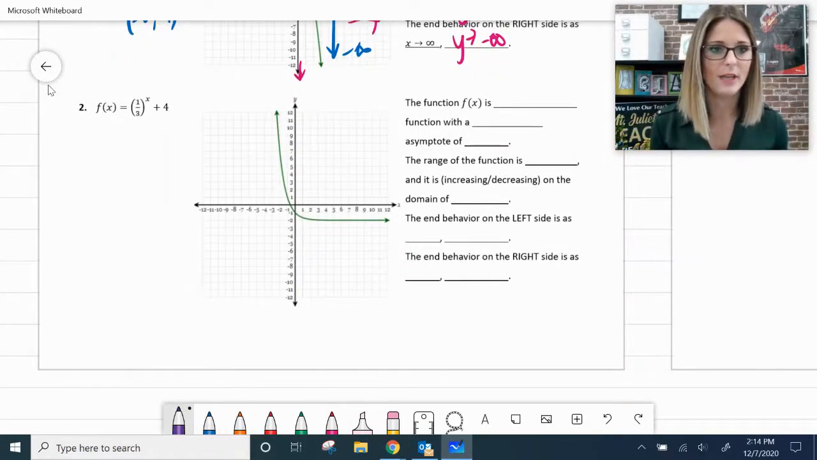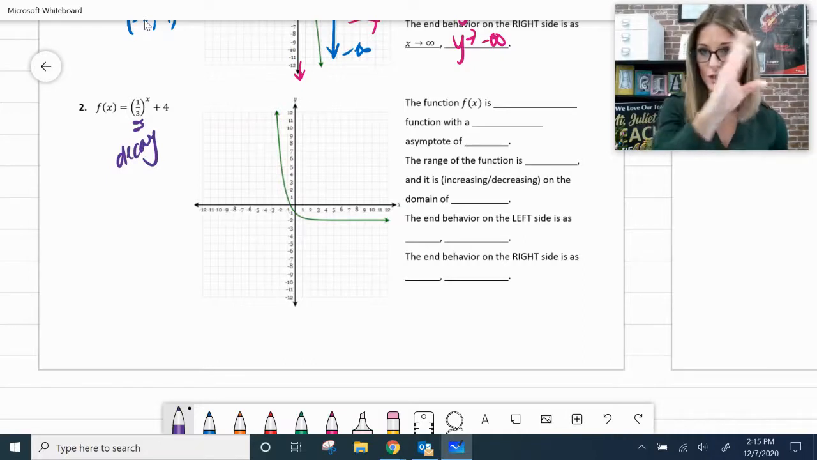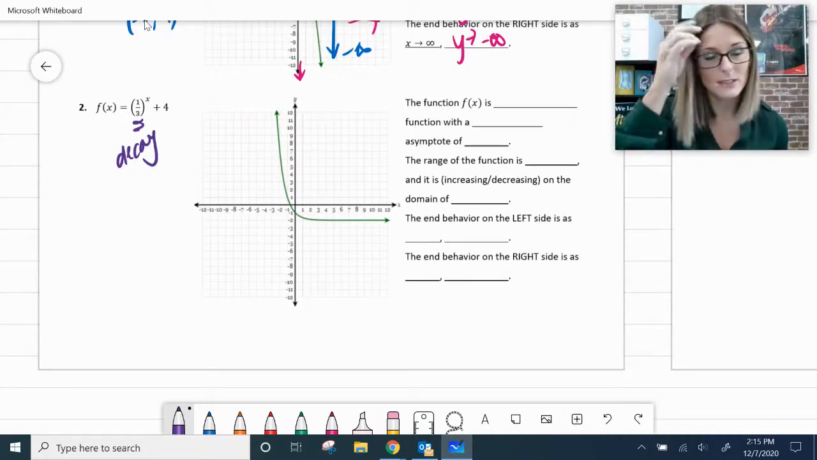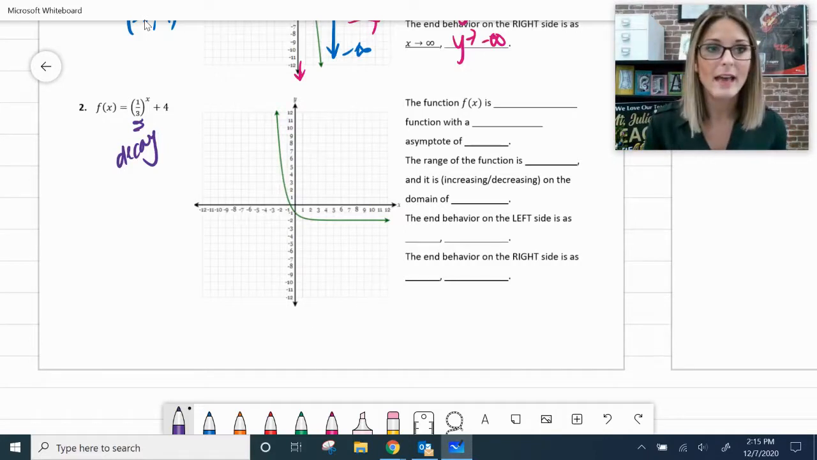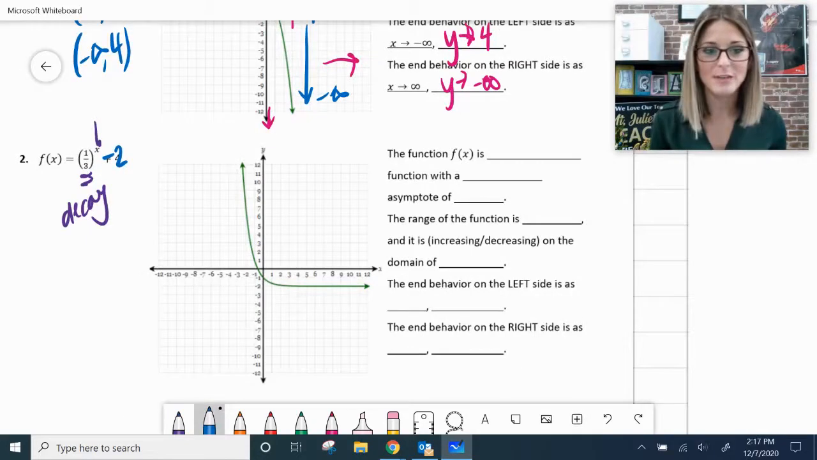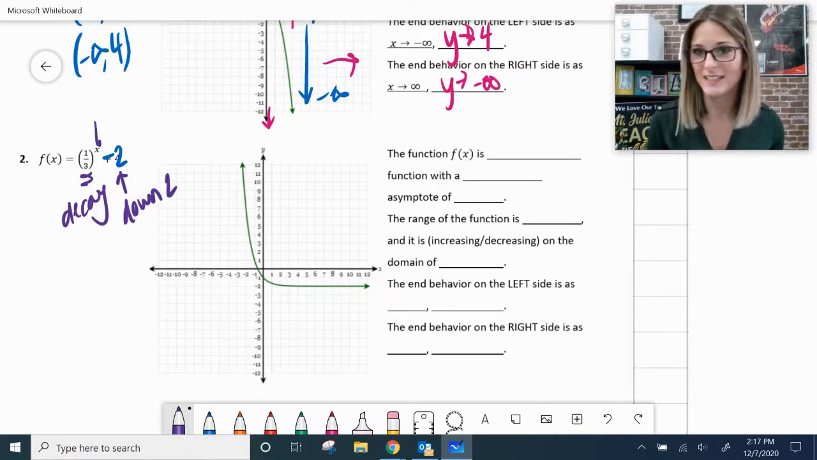Number 2, let's see what's going on. So the 1/3 is my base, and that tells me this is a decay. It is getting smaller and smaller. See how it's dropping? It's leveling off, getting smaller and smaller as we move left to right. X is my exponent, so this is an exponential function. All right, so I found a mistake on my notes, but I'll have it fixed by the time y'all have this lesson. So this should say -2. Your paper should say -2 at this point. So the -2 is telling me it's been shifted down 2 units, okay?